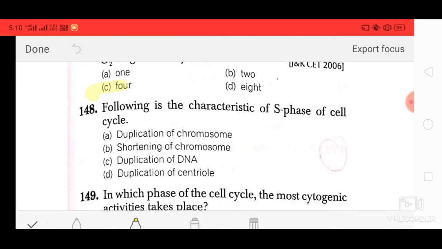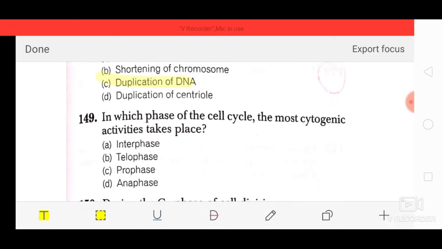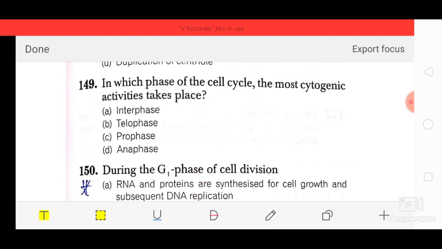Okay, next is, in which phase of cell cycle the most cytogenetic activities take place? Options are A interphase, B is telophase, C is prophase, and D is anaphase. And the correct answer of this question is option number A, that is interphase.